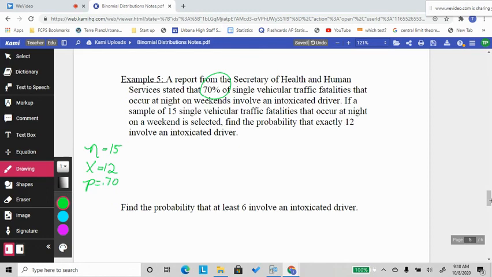This is an easy one. So this is just 15 choose x, which is just 12. 0.70 are intoxicated, 0.30 are not, and then we have 12 and 3. So intoxicated, how many? Not intoxicated, how many? 15 total. This is an easy one. You're just going to go to Binom Pdf. This is just a simple single x one.